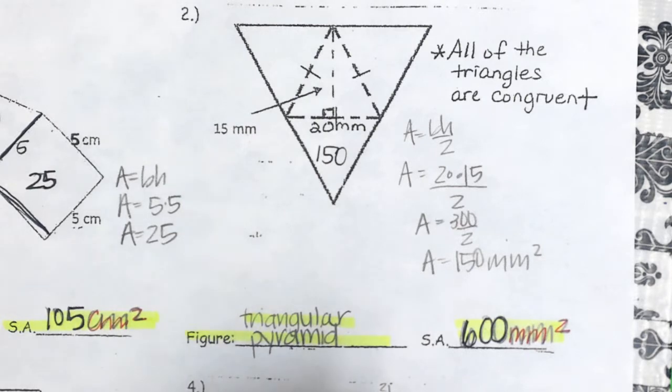Why would it be squared instead of cubed? This is not volume. This is surface area. Anytime we're talking about area, anything dealing with area, is going to be squared. Volume is the only thing that's cubed. Okay. Any questions so far? Still good?